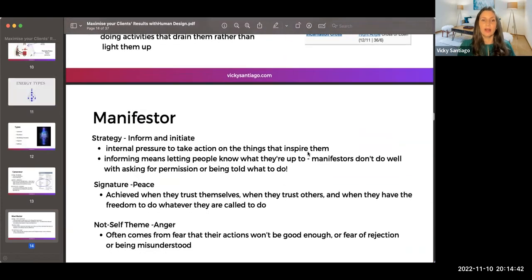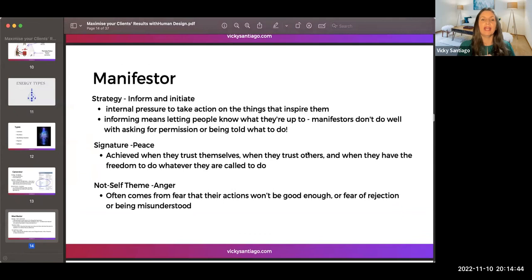All right, next up, we've got a manifestor. So manifestors, their strategy is to inform and initiate. The manifestors, as the name suggests, are the ones who are designed to get out there and initiate stuff. In our current society, we are very much a manifestor-aligned society, right? It's all about the doing rather than the being. So for the manifestors, that's absolutely, you get an idea, take action on it.